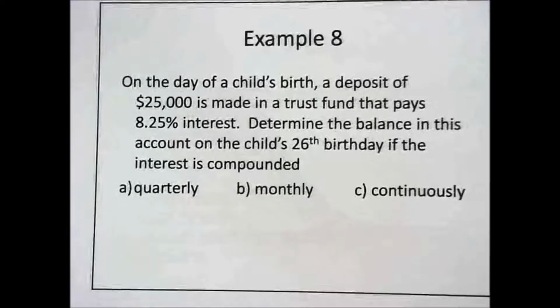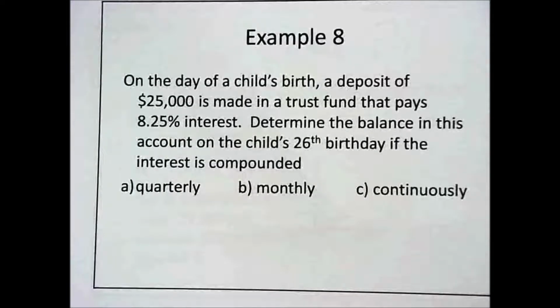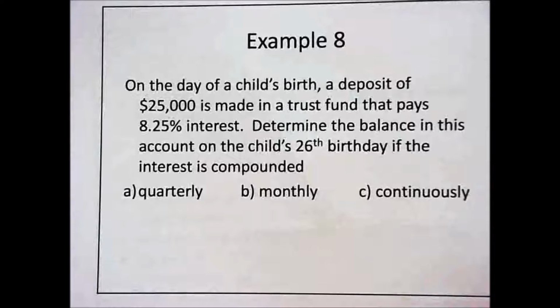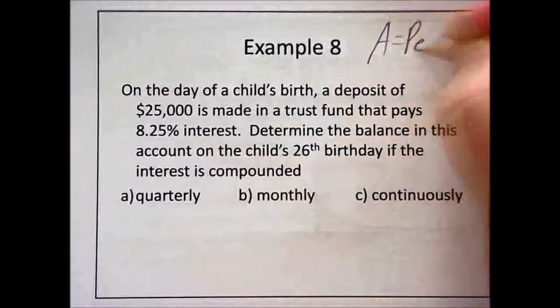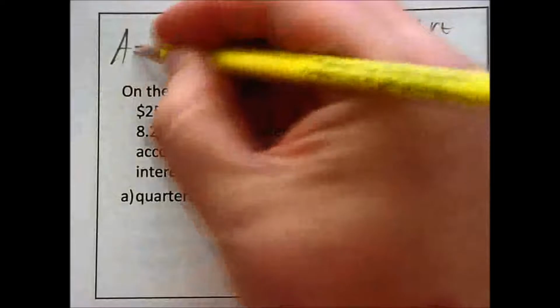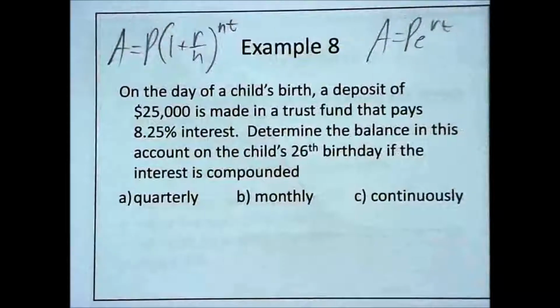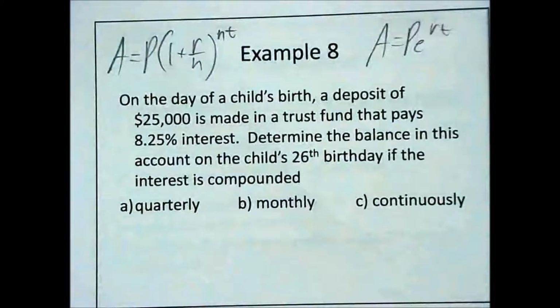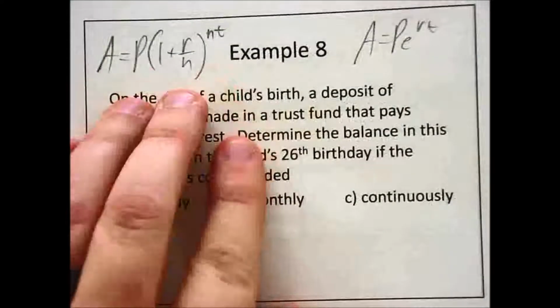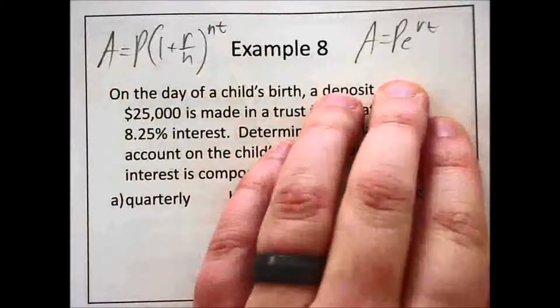So, if I look at this situation, on the day of a child's birth, a deposit of 25 grand is made in a trust fund that pays out at 8.25% interest. Determine the balance in that account on the child's 26th birthday if it's compounded these three ways. These two formulas I would expect you to know already: the PERT formula for compounding continuously and your general interest formula. If you don't have them memorized, get them memorized. What do they do? Compounding interest at some set number of times per year and compounding interest continuously.